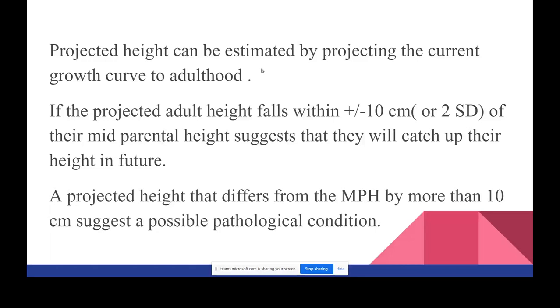Now you get the mid-parental range, and then you have the child's value, and you just see whether the projected height value of that particular child falls within that plus or minus 10 centimeter range. Now, if the projected height falls within the plus or minus 10 centimeters, or two standard deviations, of their mid-parental height, it suggests that they will catch up their growth in future when they become adults.